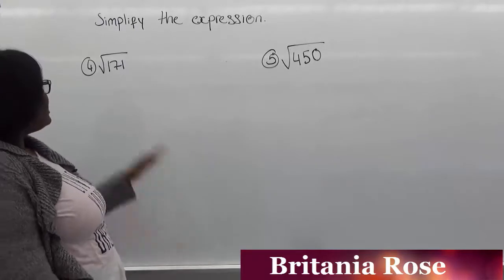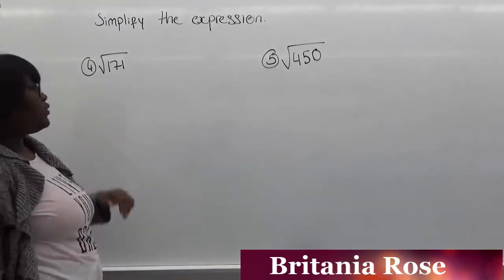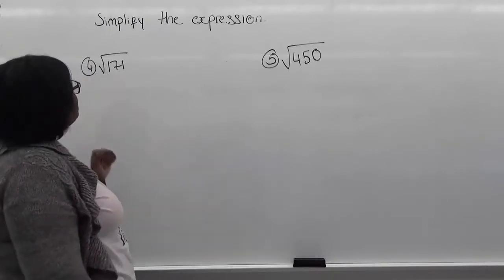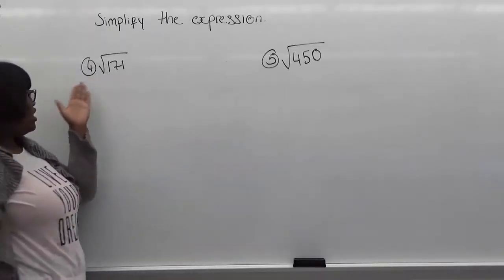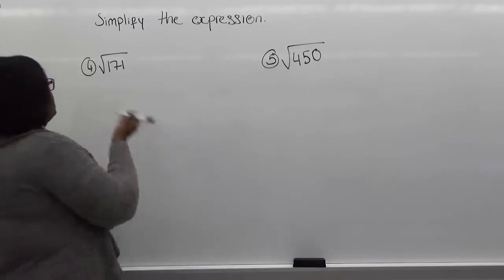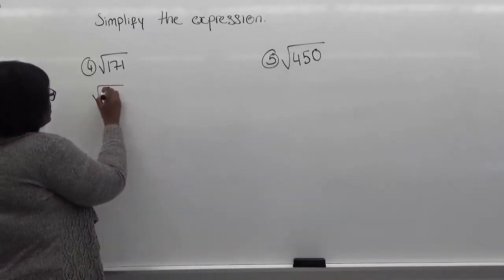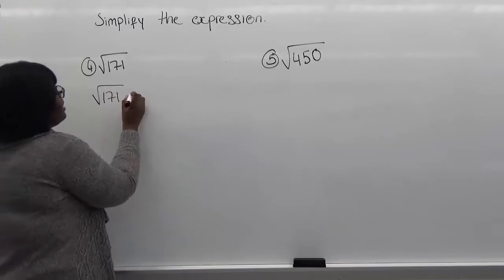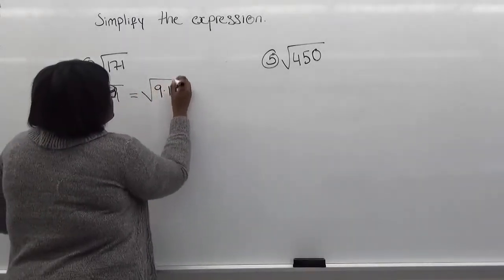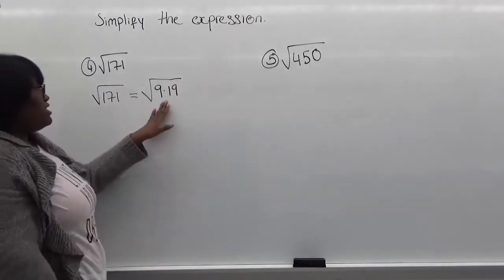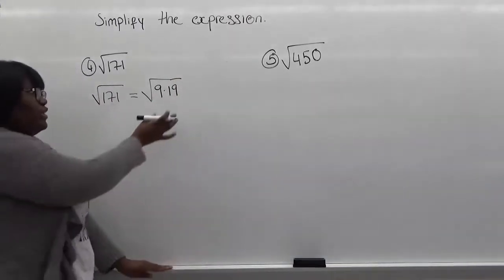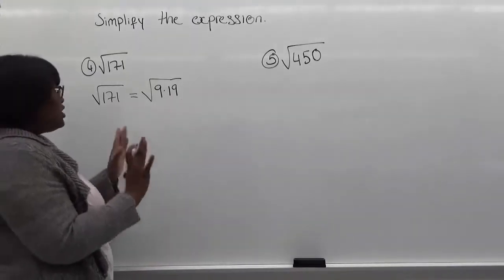Okay, everyone, now let's continue to number 4 on the quiz. So we have the square root of 171. We're going to take a perfect square factor of 171 and then find the square root of that. So the square root of 171 equals the square root of 9 times the square root of 19. Again, we're using 9 because it is a perfect square, and 19 is a prime number, so we can't do anything about it. That's as low as it goes.